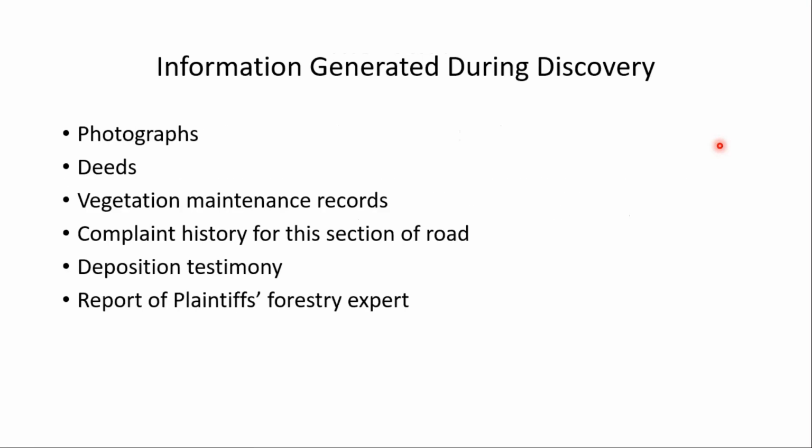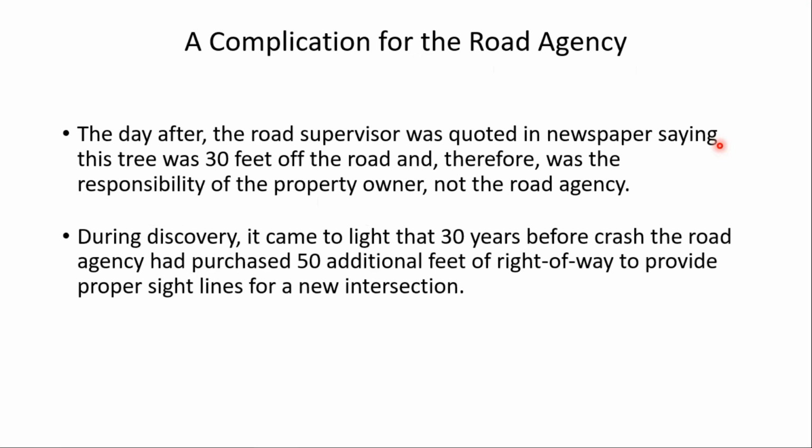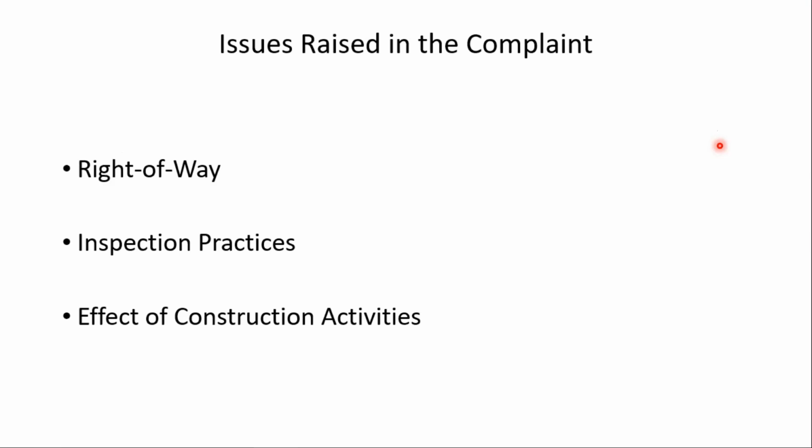A lot of information was generated. One complication was the day after this crash, the road supervisor was quoted in the newspaper as saying this tree was 30 feet off the road and therefore was outside the right-of-way. It was the property owner's responsibility. But during discovery, it came to light that 30 years before this crash, the road agency had purchased 50 additional feet of right-of-way to provide sight lines for a new intersection. So actually, this tree was in the road right-of-way. And I'm going to skip through some of these a little quickly here.